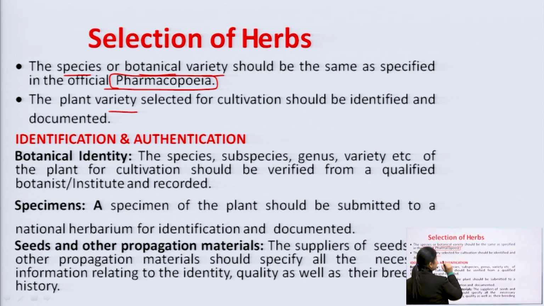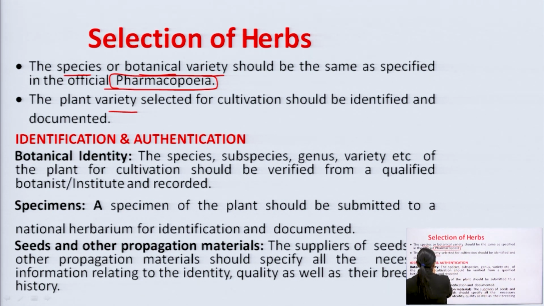The plant variety selected for cultivation should be identified and documented. आप जिस भी सोर्स से कलेक्ट कर रहे हैं, जहाँ से भी कर रहे हैं, आपको उसको अच्छे से आइडेंटिफाई करना है. You should be sure of this is the same genus, same species, same variety, same family. Everything you have to first make sure and only then you have to collect it. So for that what you need to do is आप उसको अच्छे से आइडेंटिफाई करें और फिर उसको डॉक्यूमेंट करें.